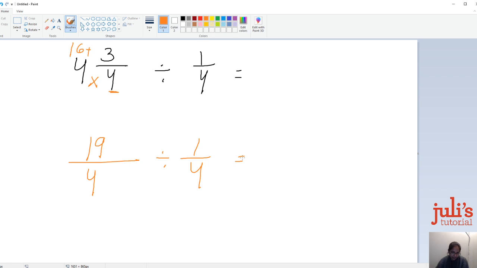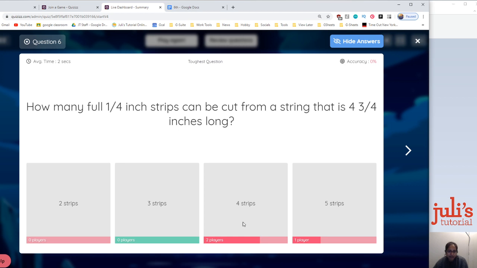Not the answer to the other question. I want to know, what do I do when I divide fractions? And clearly, choice 3 is not the answer.